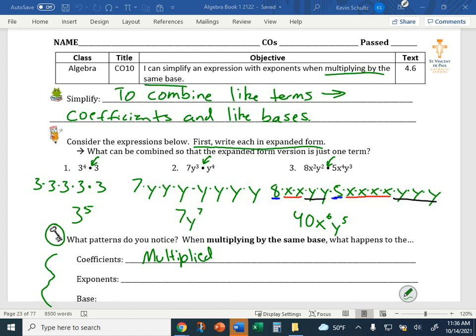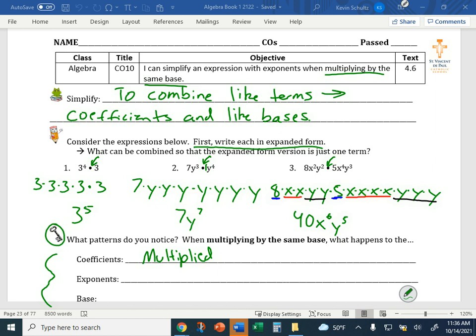Does that rule hold up in the second one? I mean, we started with a coefficient of 7. We ended with a coefficient of 7. What's the coefficient to that y to the 4th term, even though it's not written? What's that coefficient to that y to the 4th term? Lauren? It's a 1. And 7 times 1 gives us 7.